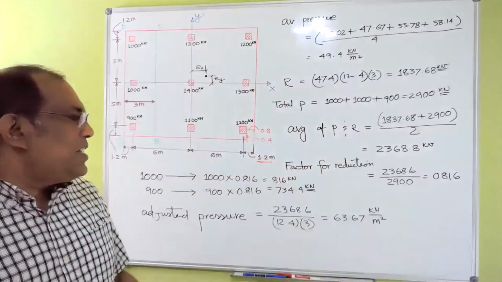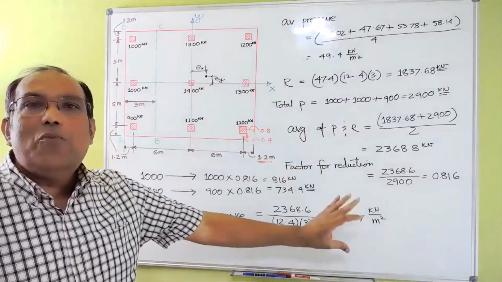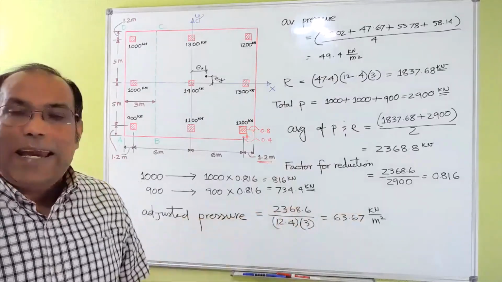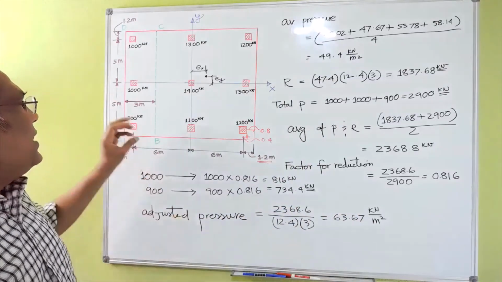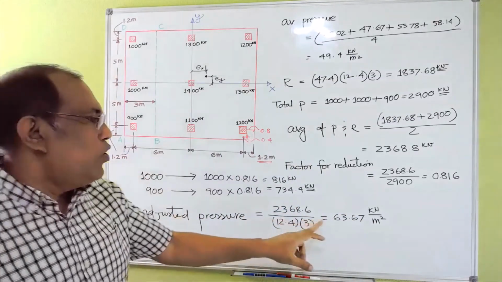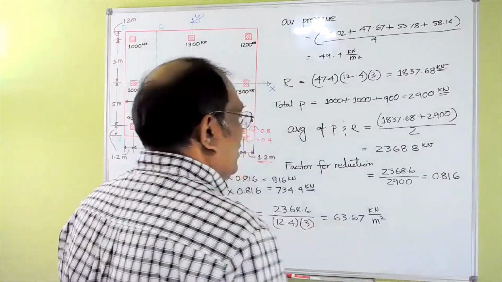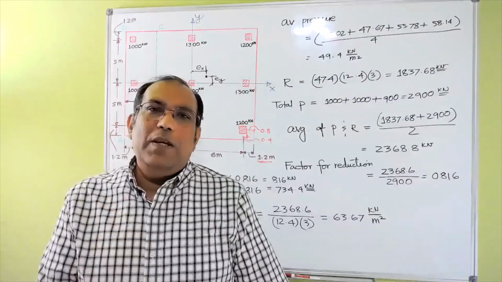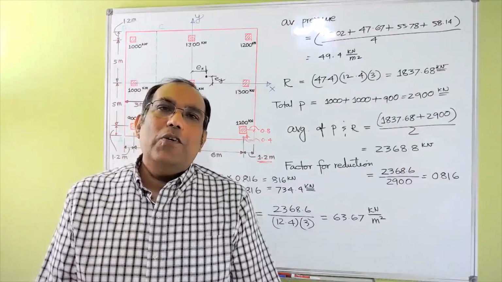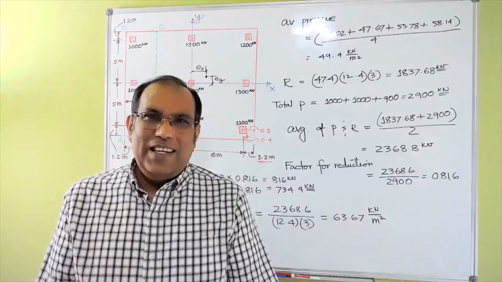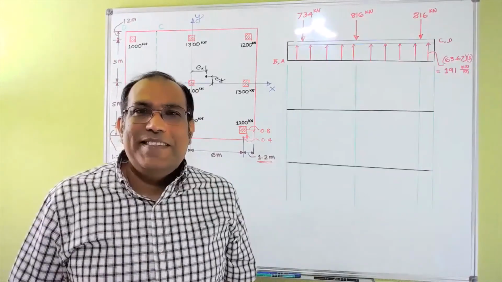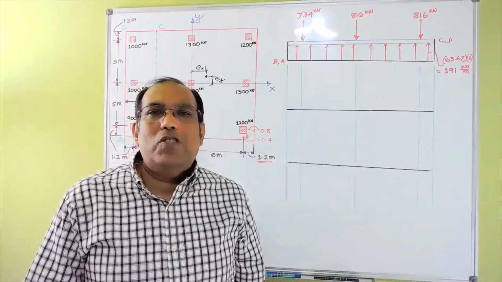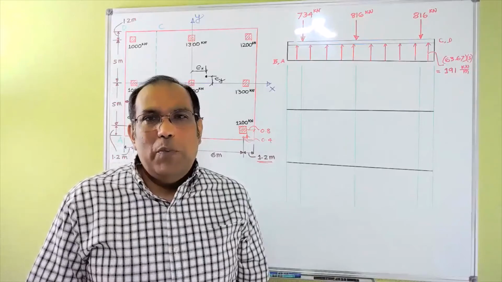So if the reaction is 63.67 and you multiply that with that area, then basically your total load would be 2368. And if you add the 3 loads after adjustment, that would also be 2368.8. So now this one is in equilibrium. Okay, now you can draw your shear force and bending moment diagram easily. Once you adjust your stress, then basically you have to start drawing your shear force and bending moment diagram.